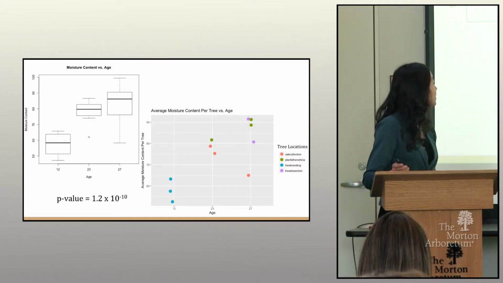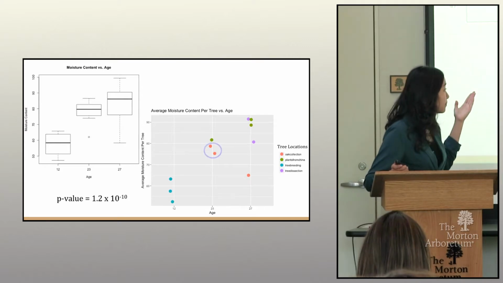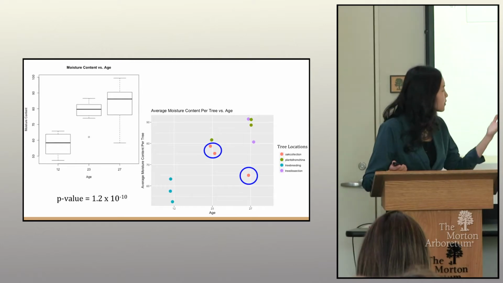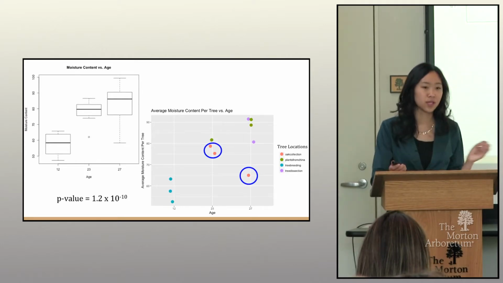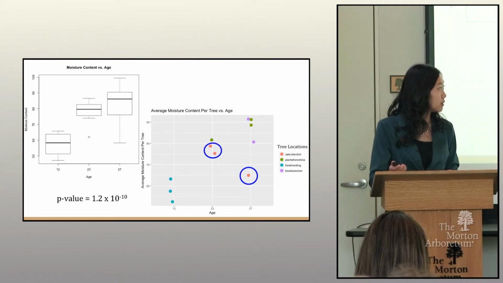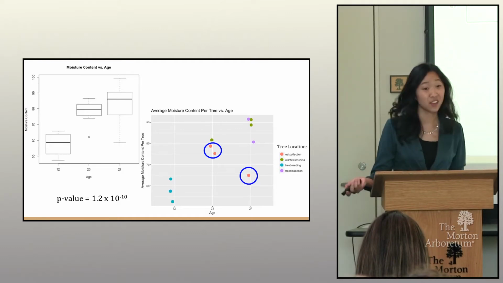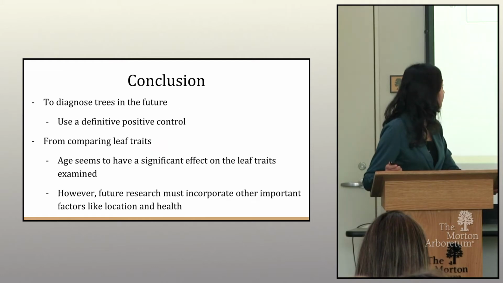And then for moisture content, there was a significant positive correlation. And again, you can see that there's a difference between the 23-year-olds and the 27-year-old in that collection. Again, that might be because of health, it might be because of age, we can't know for sure.